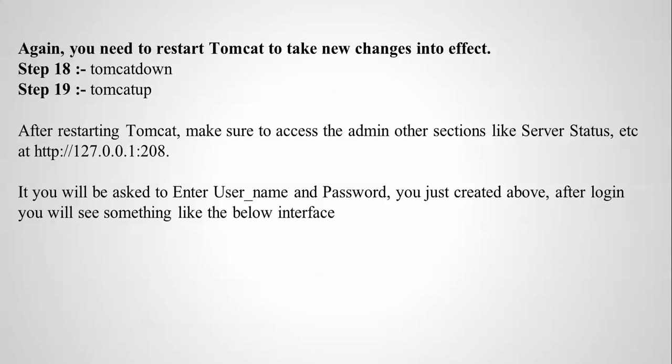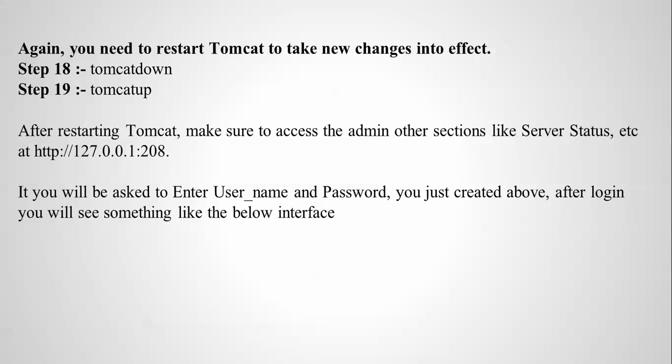After that we need to restart Tomcat again to check that the changes take effect. This is command 18: type Tomcat down, then you need to type Tomcat up. That means it's going to shut down, then come up, which is a complete restart. After that you open the browser, type the IP address or localhost, give a colon and the port number, then it will ask for the username and the password on the login interface.